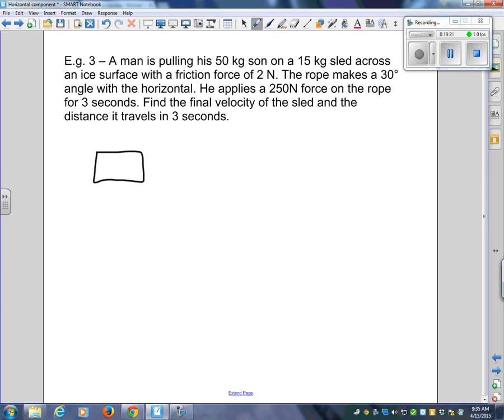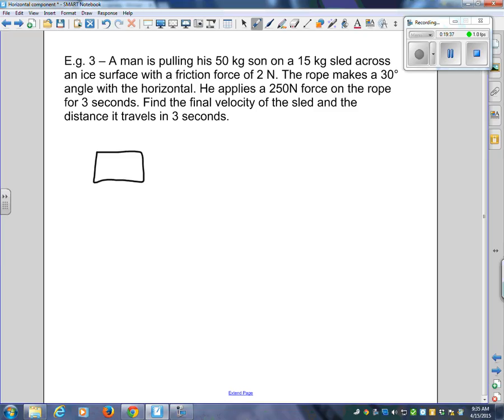We got a 50 kilogram son. Okay, so the kid weighs about 125 pounds. He's a little older. It's not a small child here. I was going to say that, but I thought that'd be inappropriate. But I can agree with what you said.